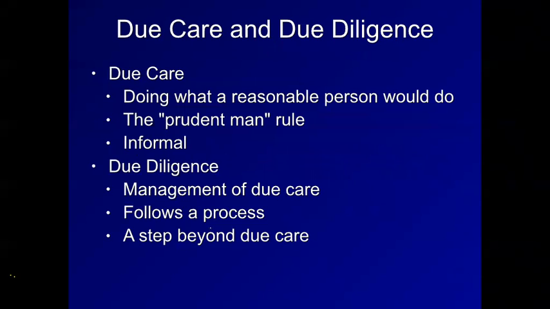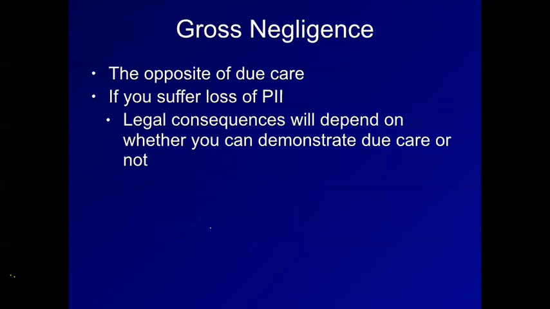Due care is doing what a reasonable person would do, not doing stupid things that are obviously foolish. Due diligence is the management of due care. This is proving that you actually did make an effort to make sure that various stupid things are not happening. For example, if you buy a house, you have to do a search to make sure that the person selling it to you is actually the owner of the house. That's due diligence. Gross negligence is the opposite.